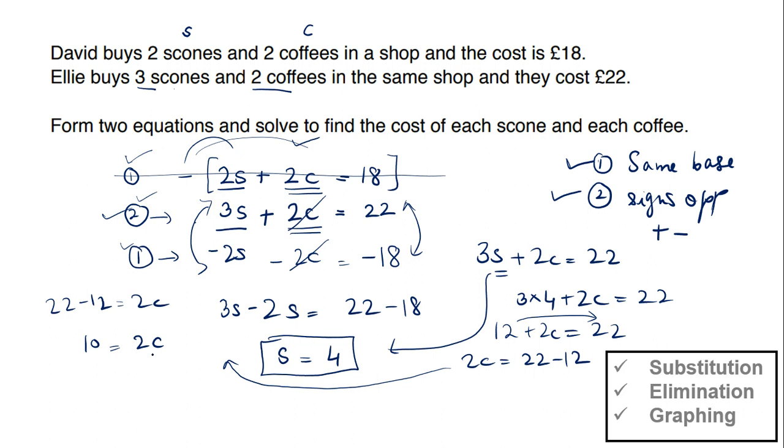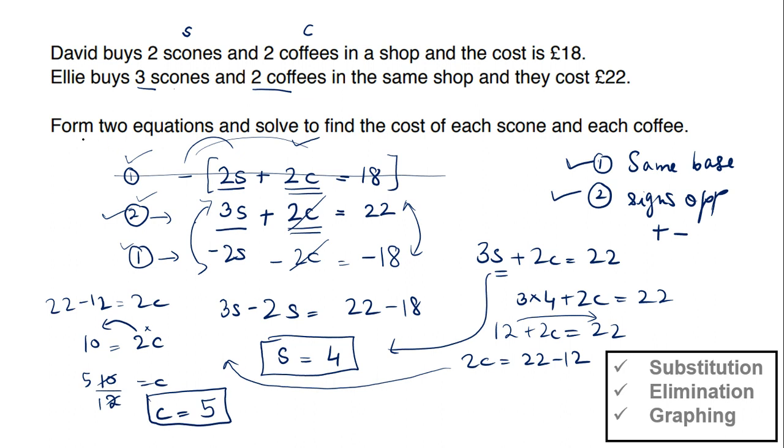Now that I have to find out my c, I got to take my 2 to the other side. Now this 2 is in multiplication with the c. When it goes to the other side, it turns into division. So I'm going to do 10 over 2 is equal to c. So 2 times 1 is 2, 2 times 5 is 10, and c is equal to 5. So therefore, that's my final answer.